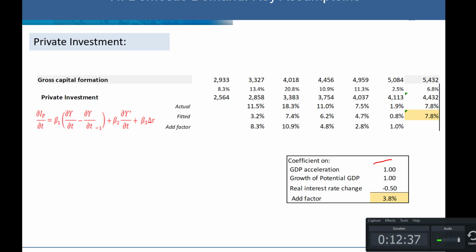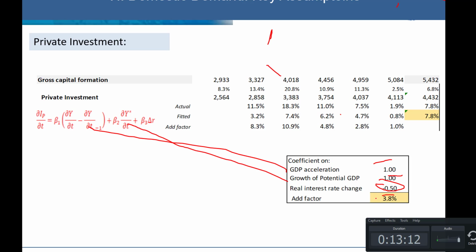We've assumed there's an elasticity of 1 on GDP acceleration. There's also an elasticity of 1 assumed with potential GDP. And then the real interest rate factor is going to be minus 0.5, which you can see is bigger than what we had assumed for consumption, because we assume that most of the time when interest rates rise, it's investment much more than consumption that takes the hit.